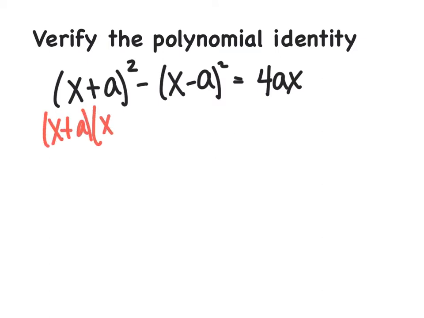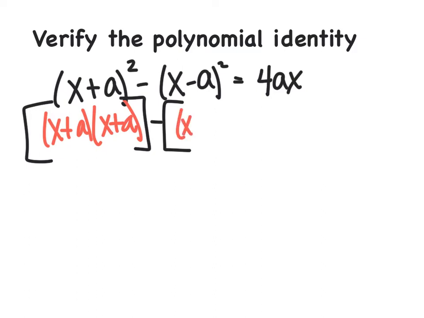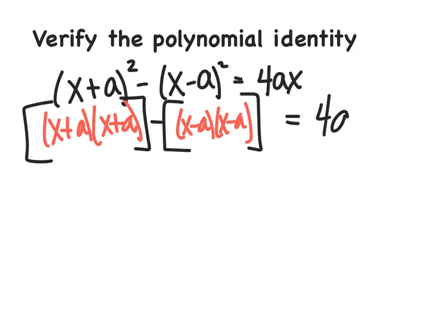So x plus a squared is really x plus a times x plus a. And notice I'm going to kind of put that in a bracket because then it says minus this quantity. And I'm going to bracket this one in. X minus a squared is x minus a times x minus a. And hopefully I get a 4ax at the end. Now you'll see why those brackets are so important in a moment. But I'm going to go ahead and, like I said, multiply this out.